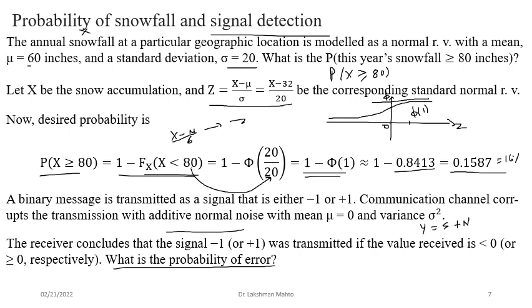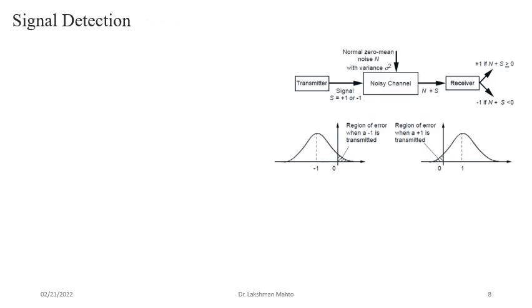What is the probability of error? Geometrically, the situation looks like this. The transmitter sends a signal, plus 1 or minus 1, and the channel adds noise with mean 0 and variance sigma square. Then this is the noisy signal that you receive, which you can call Y. The receiver infers that if N plus S is greater than or equal to 0, then plus 1 might have been sent, and when N plus S is less than 0, then minus 1 might have been sent. So this is the simple process of receiving a signal.